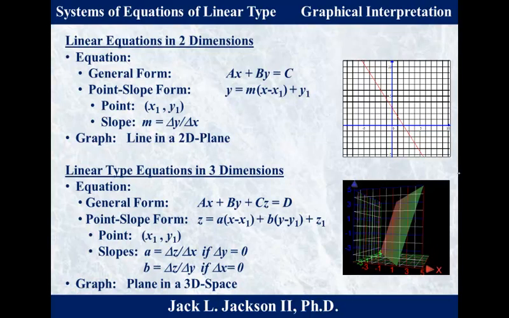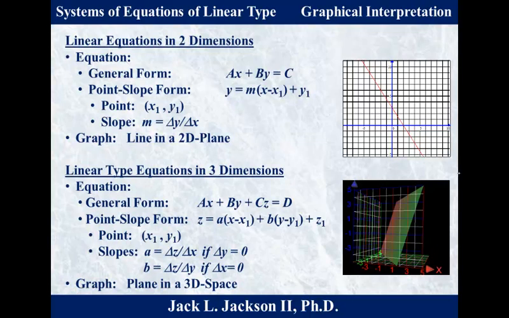Another form that we can use, that we've used before, is a point-slope formula. It says y equals m times x minus x1 plus y1. So x1, y1 is a point, and m is delta y over delta x. That is the slope. And the graph, of course, is a line in a 2-dimensional plane. Well, we can generalize this to 3 dimensions: ax plus by plus cz equals d, where a, b, c, and d are constants.